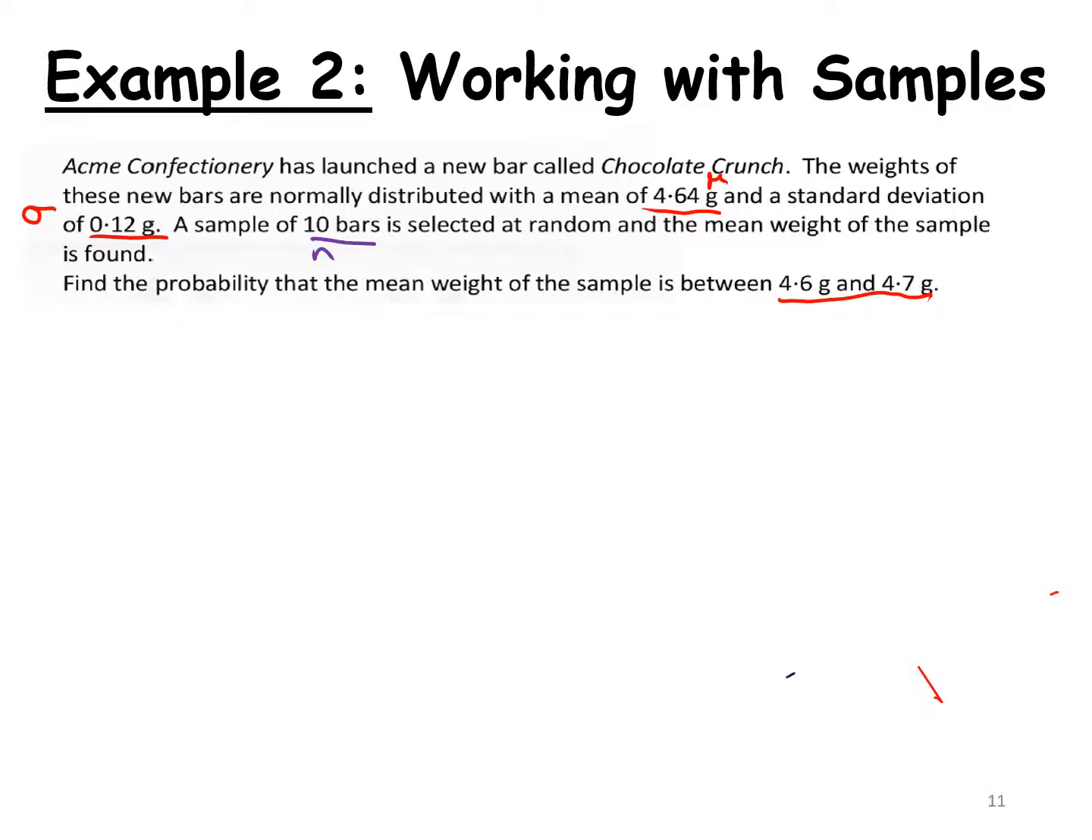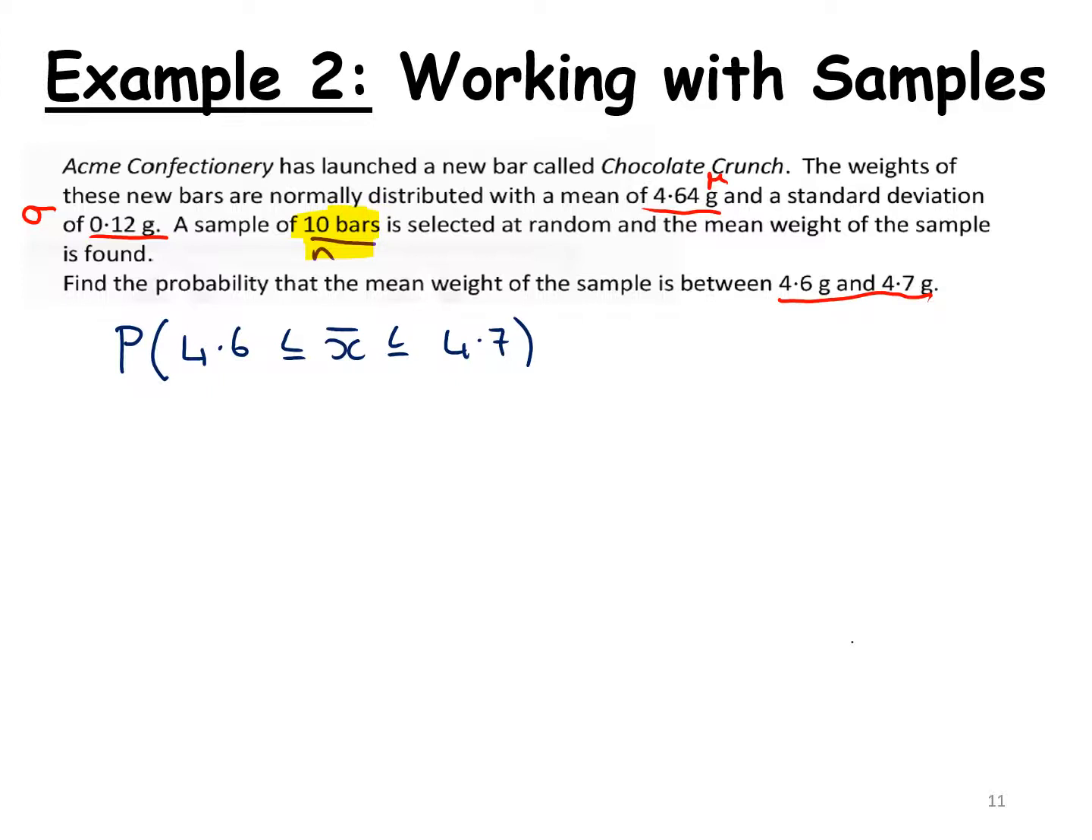Okay, so first thing I'm going to do is write down the probability that the mean weight is between, so that's x bar, sits somewhere between these two. Now, this is linking to our central limit theorem. Can I state that the sample is normal? And just to highlight how many things are in my sample, we have 10 bars.